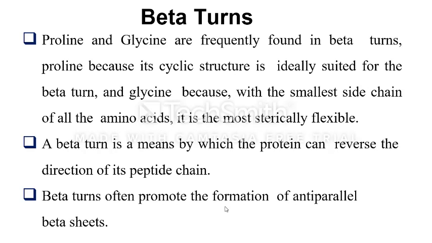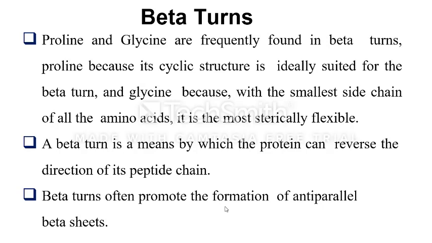Proline and glycine are frequently found in beta turns. Proline, because its cyclic structure is ideally suited for the beta turn. The glycine, because with the smallest side chain of all amino acids, it is sterically flexible. So because there are very small groups attached to the C alpha carbon, this is sterically flexible, and proline, as told here, has a cyclic structure. That is why they are suitable for beta turns. So at beta turns, generally proline and glycine are present.